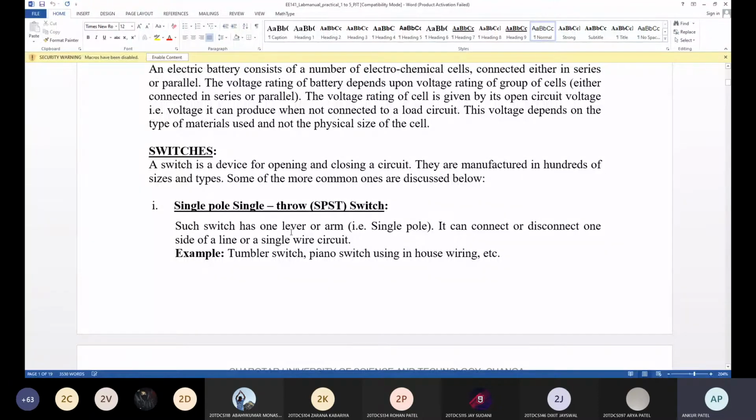Such a switch has one arm or lever. It is called single pole. It can connect or disconnect one side of a line or one single wire circuit. So this tumbler switch, piano switch that is used in house wiring, that is called an SPST switch.